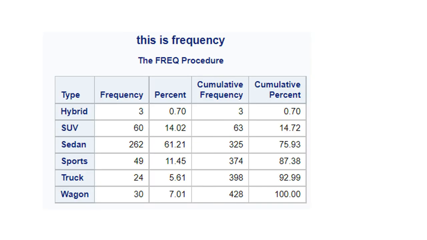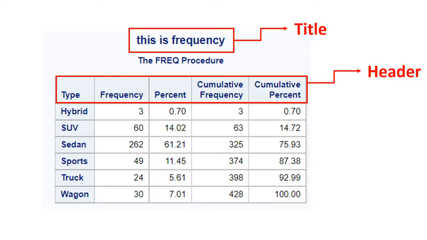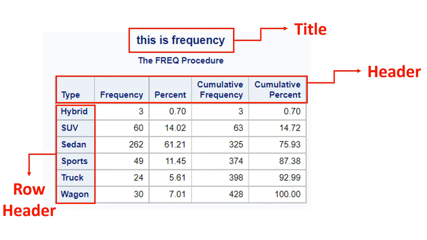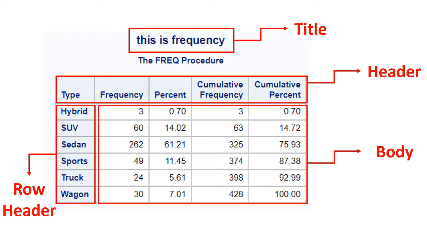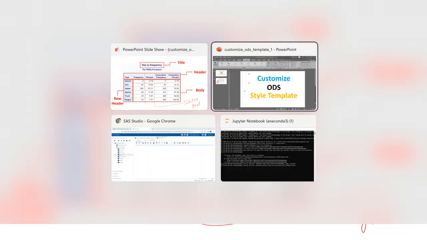Before we jump to that, it is important that we understand the elements of a table which is generated in any procedure. So the first thing is called the title. Then in the table, the upper part which you see is called the header. This part is known as row headers, and this entire area is referred to as the body. These lines which you see as columns and rows are called the table's grid. All right, so these are the elements of a standard table. Now we're going to learn how to customize existing style templates according to our usage.